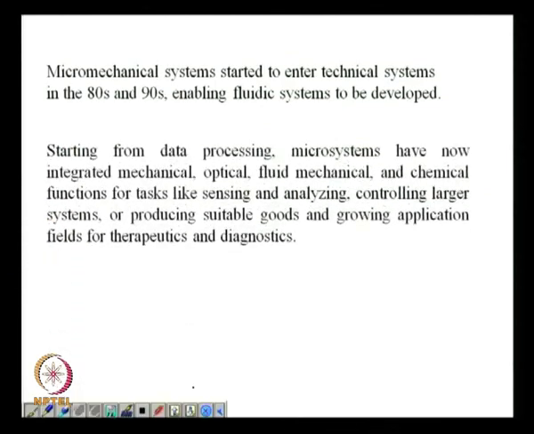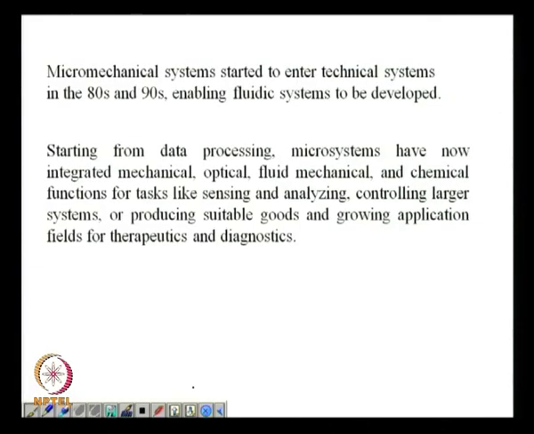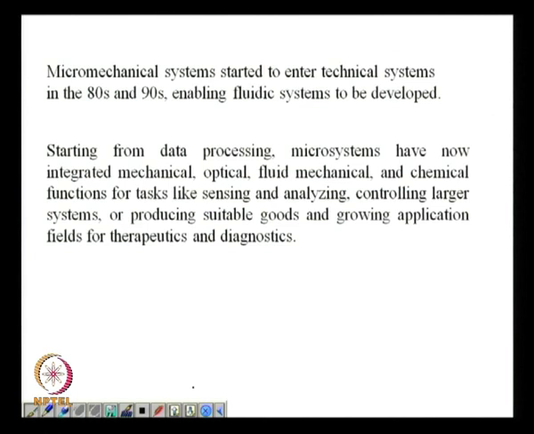Now, if I give you just a brief history of the genesis of micromechanical devices, they started coming into the literature in the late 80s and early 90s, which enabled different fluidic systems to be developed. So, we now have microsystems which are present in data processing, and which have many optical, fluid mechanical and chemical functions, and they perform a variety of tasks, from sensing, analyzing, controlling the chemical function systems, and producing goods, and growing application fields in therapeutics and in diagnostics.